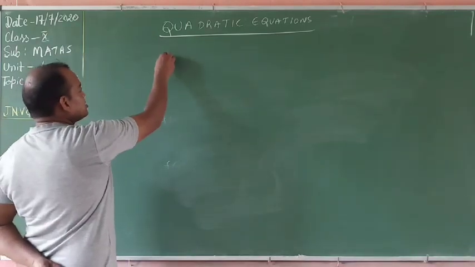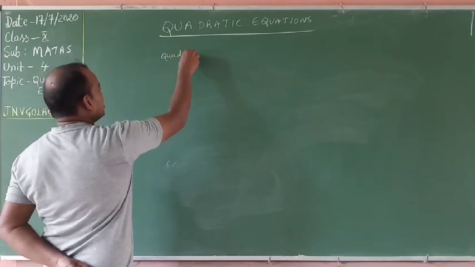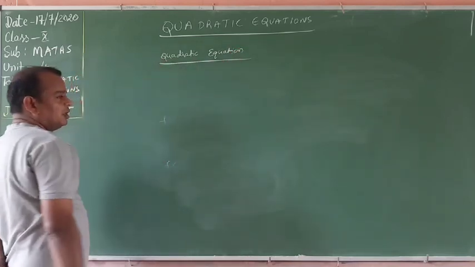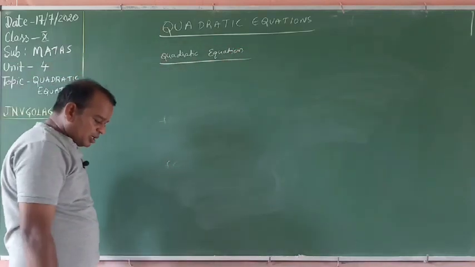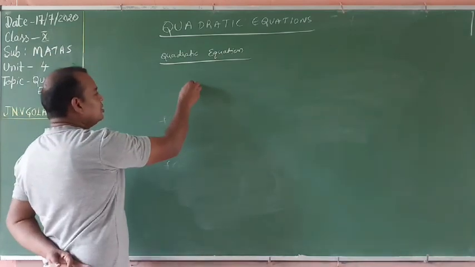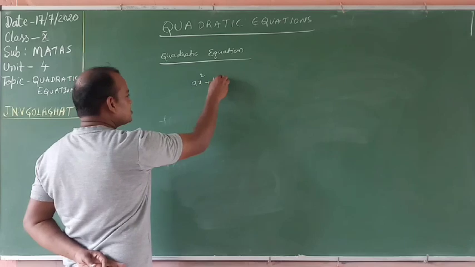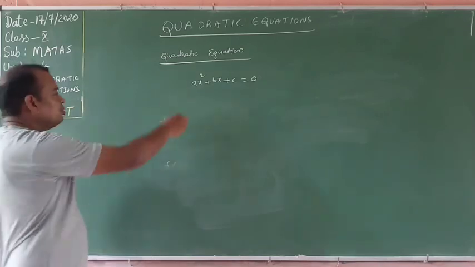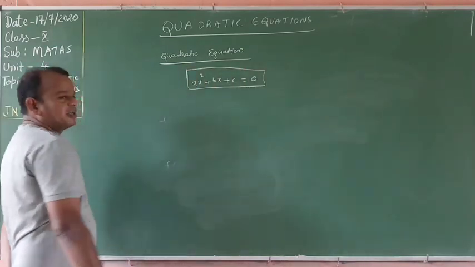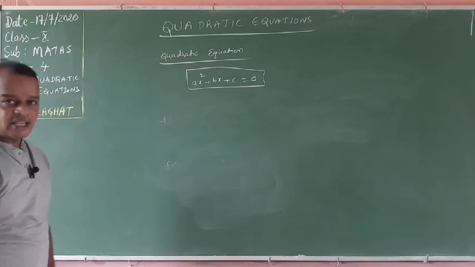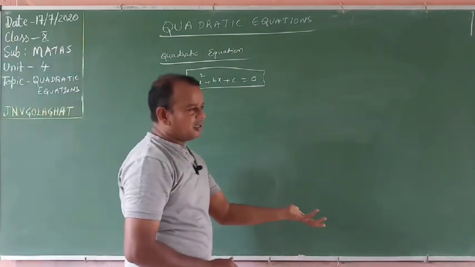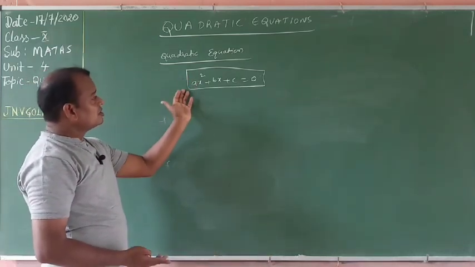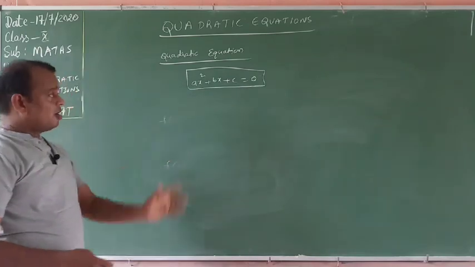Now, the next definition is the quadratic equation. If a is not equal to 0 and b, c are real numbers, then ax square plus bx plus c is equal to 0 is called the quadratic equation. Remember once again, ax square plus bx plus c is equal to 0 is called the quadratic equation. This is the quadratic polynomial, and polynomial is nothing but an expression, a quadratic expression. Whenever you write is equal to 0, that is called the quadratic equation.